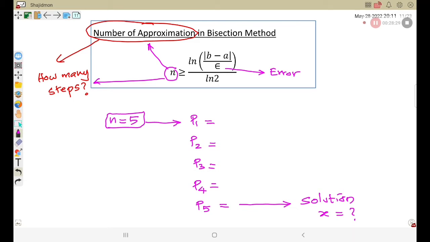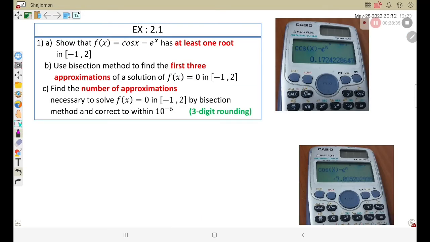Now I am not going into more theory. We will go to the questions here one by one. So example 1, first example. I will explain the question here. Exercise 2.1, first question. Show that f of x equal to cosine x minus e power x. So I am writing here f of x equal to cosine x minus e power x.